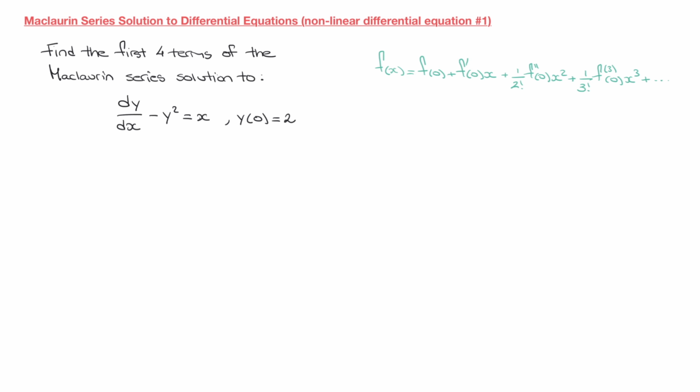Let's see how to find the Maclaurin series solution to the differential equation we see here, which you may notice is a non-linear first-order differential equation. Here we're told to find the first four terms of the Maclaurin series solution to this equation. That's dy dx minus y squared equals x, and we're given the initial condition we see here, which tells us that when x equals 0, y is equal to 2.